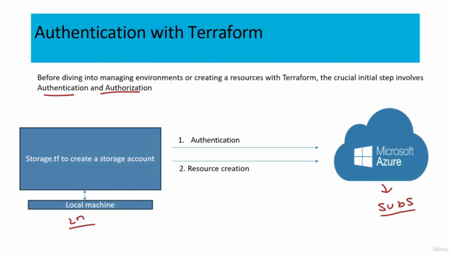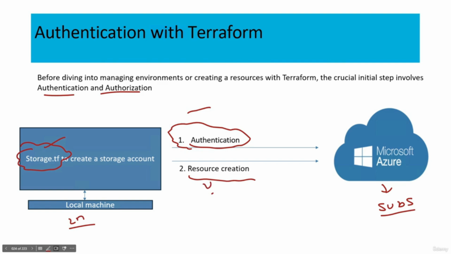In the local machine, we have created a file called storage.tf. In this file, we have mentioned all the resources required to create the storage account. But the first thing is, we need to create a bridge between our local machine and the subscription. So we are going to do the authentication part. Once we do the authentication, we are good to create, update, or destroy resources.